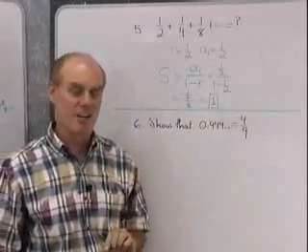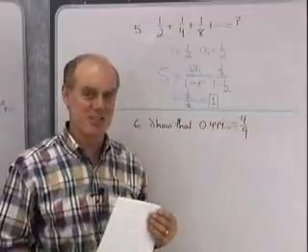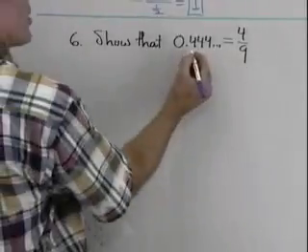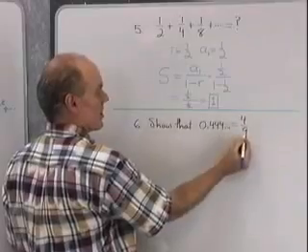Let's take a look at another example that uses the same formula. Show that 0.444 repeating is equal to 4/9. So show that this repeating decimal right here is the same as the number 4/9.